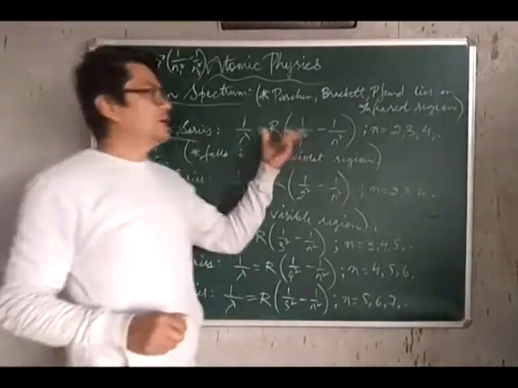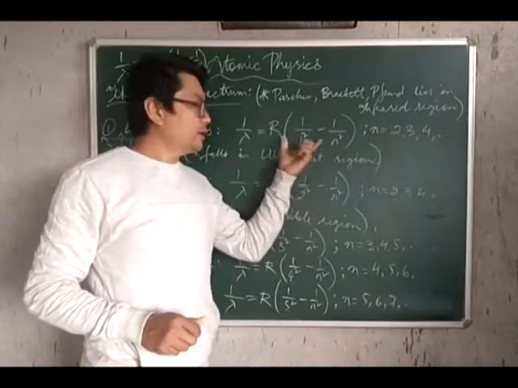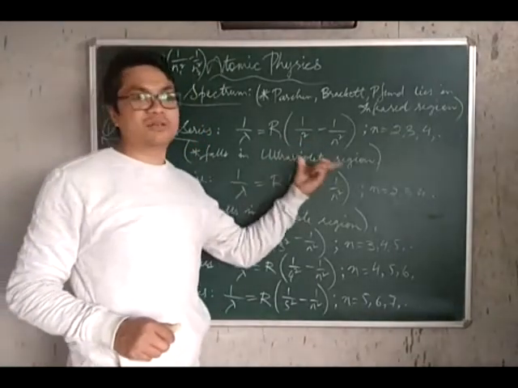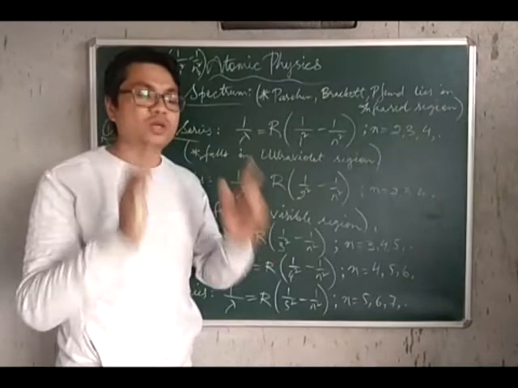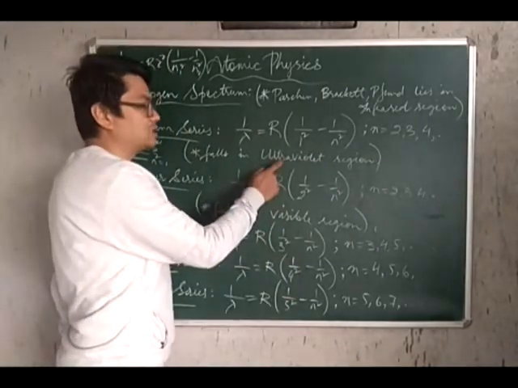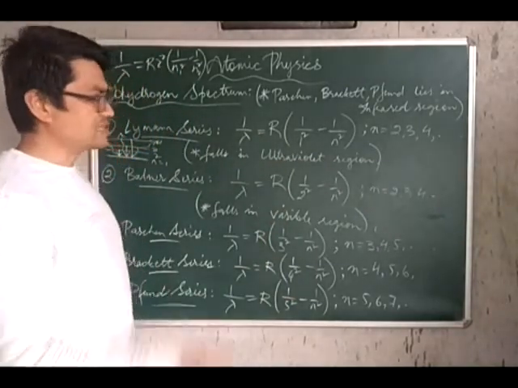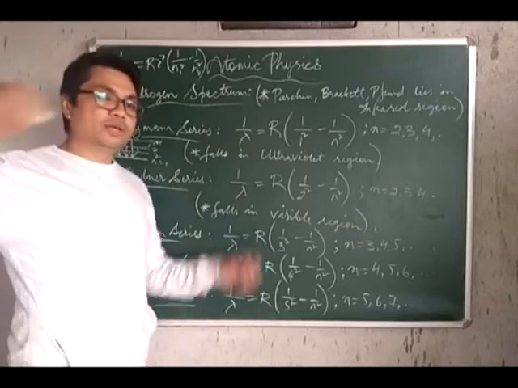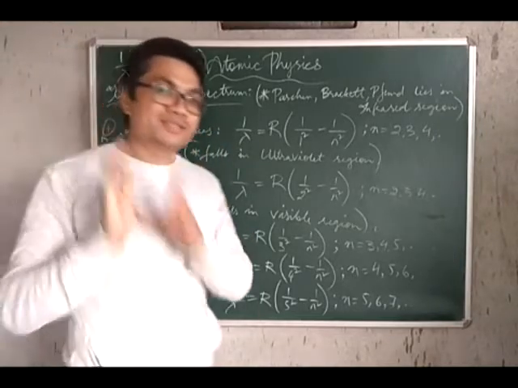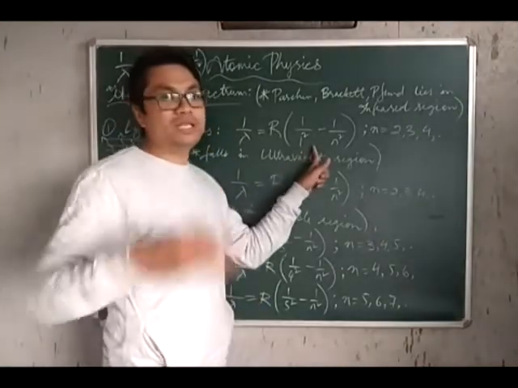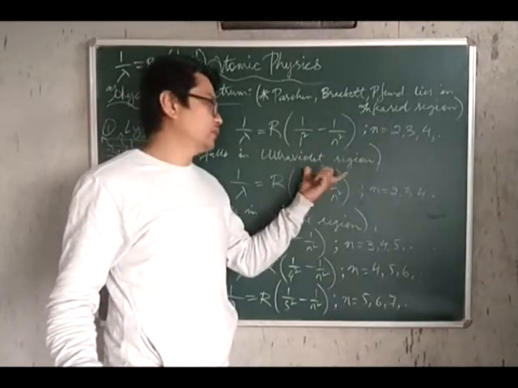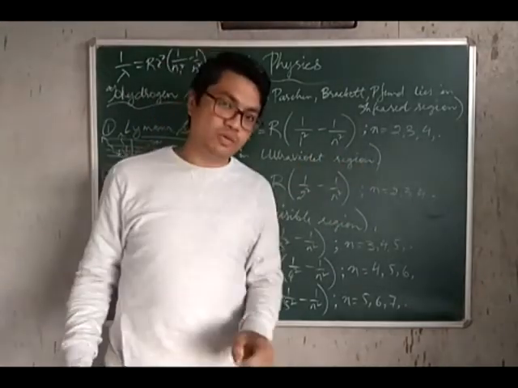Now all lines that we see in the Lyman series fall in the ultraviolet region, which is not visible to us. The spectrum that is there in the Lyman series, we cannot see, of course, because it falls in the ultraviolet region.